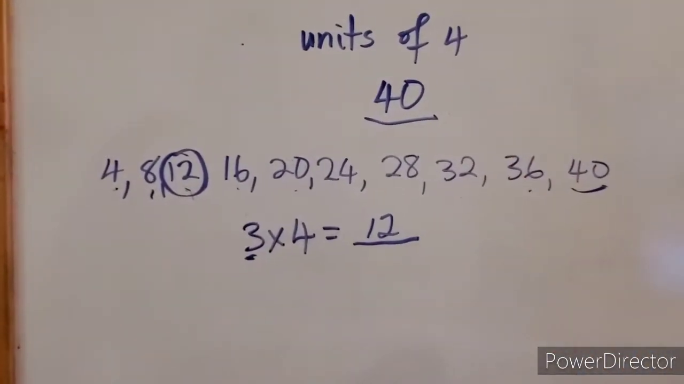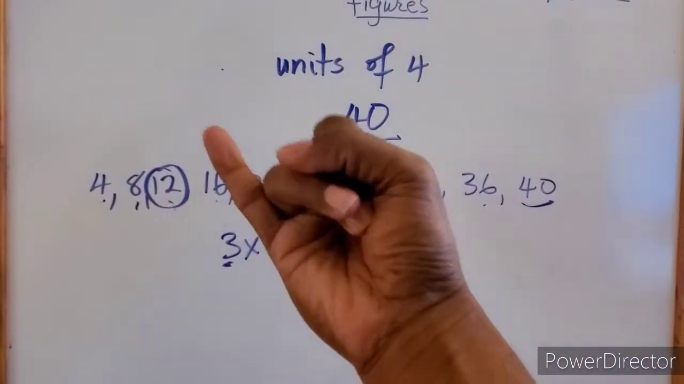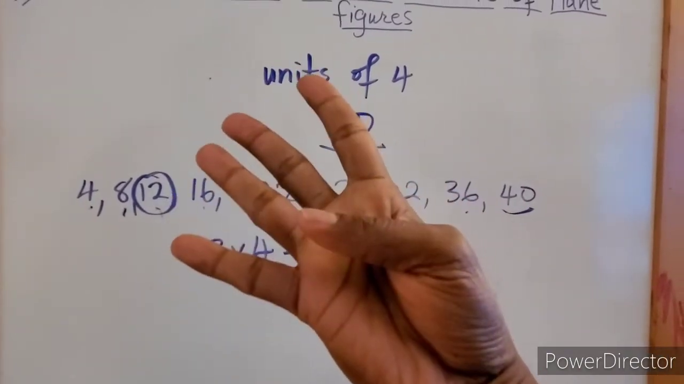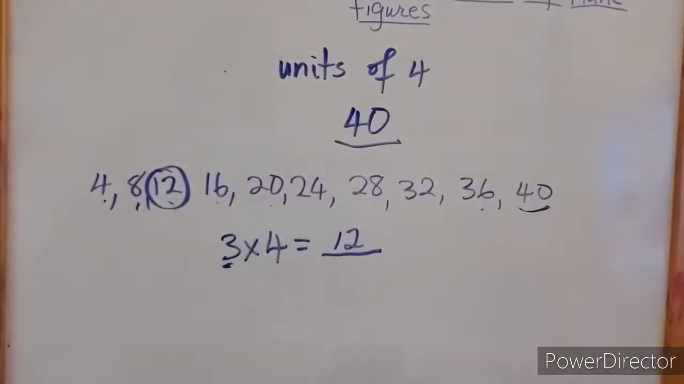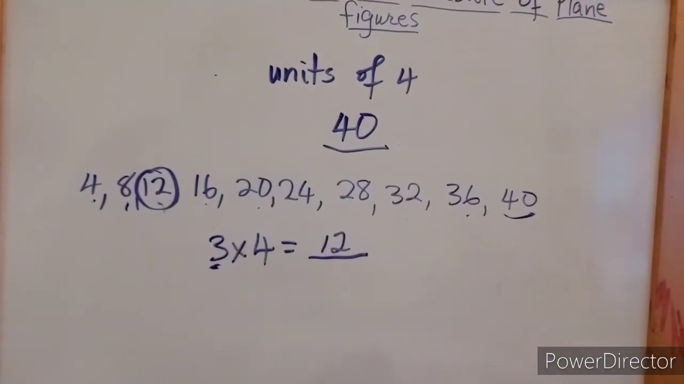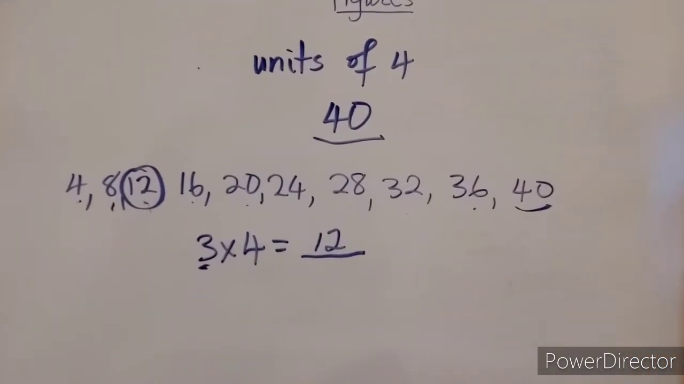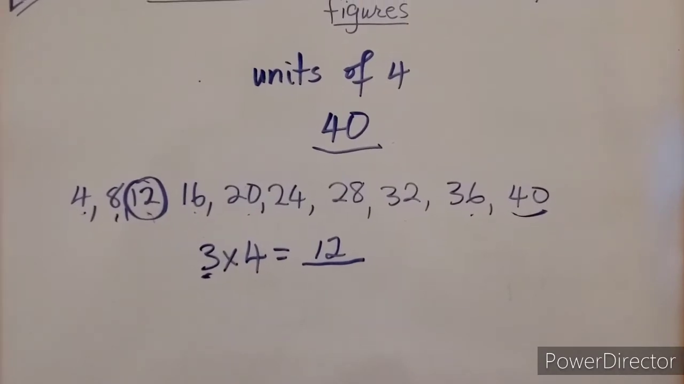Okay. You can also do it on your fingers where you say 4 times 1 is 4, 4 2's 8, 4 3's 12, 4 4's 16, and 4 5's 20. And you can go all the way up to 10 fingers, all the way up to 40. Okay? Alright, so that's the next part of the unit, which is counting by 4.